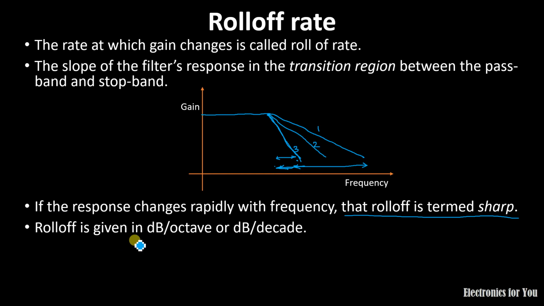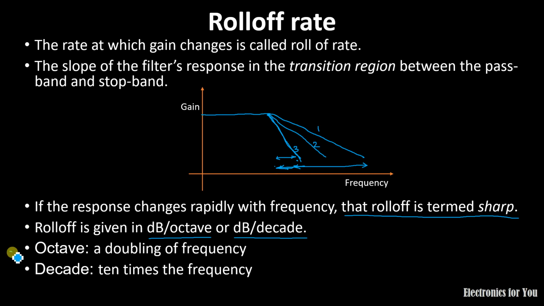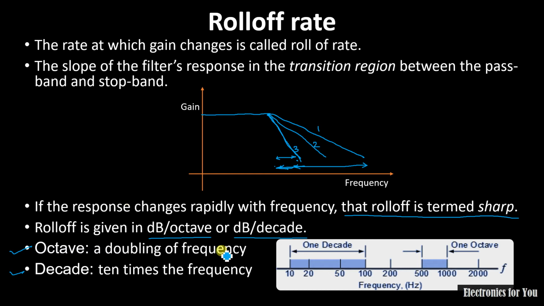Then the unit of roll off rate is dB per octave or dB per decade. Here dB means decibel, and octave and decade are two terms related to frequency. Octave means doubling of frequency and decade means 10 times the frequency. Let us consider an example. If the frequency is changing from 10 hertz to 100 hertz, then this is 10 times the initial frequency. So this is one decade.